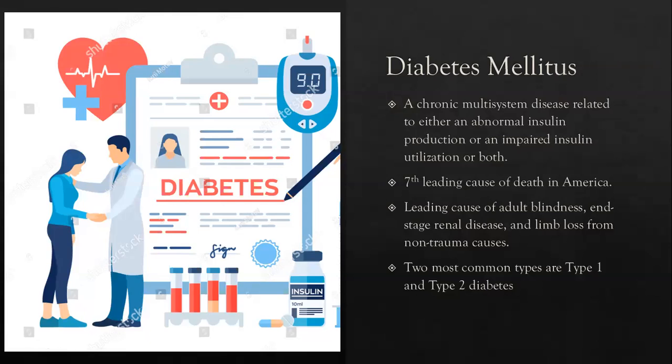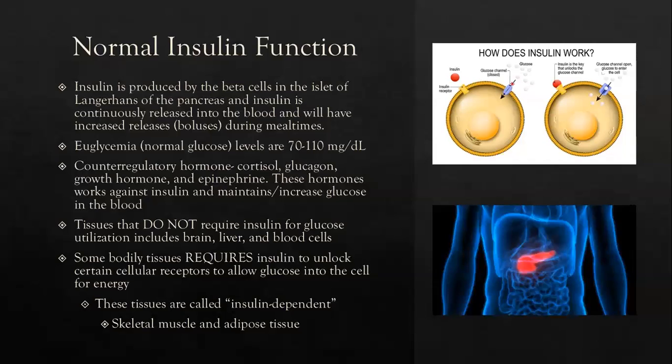The 2 most common types are type 1 and type 2. You will also learn about gestational diabetes. I will not be going over that because that's pregnancy stuff, and I want to make sure to cover this topic. You will learn about gestational diabetes later, as well as it is a little bit in your reading. So we need to know normal before we learn abnormal. A lot of times people don't understand how insulin works.